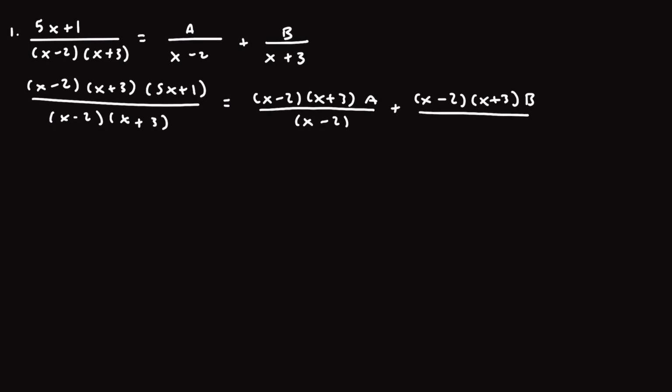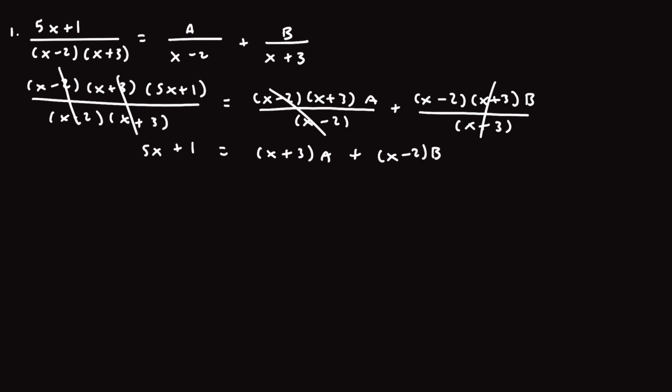So we can cancel out x minus 2, x plus 3, x minus 2, and x plus 3. So we're actually left with 5x plus 1 equals (x plus 3) times a plus (x minus 2) times b.